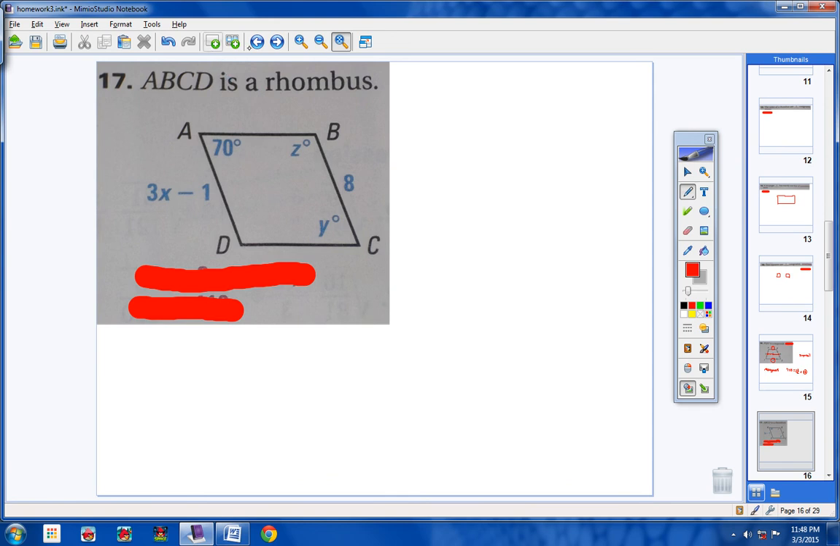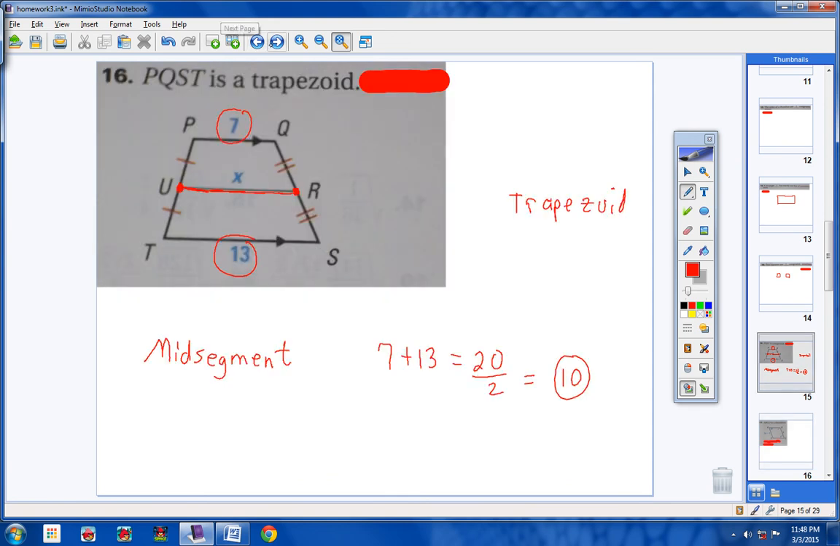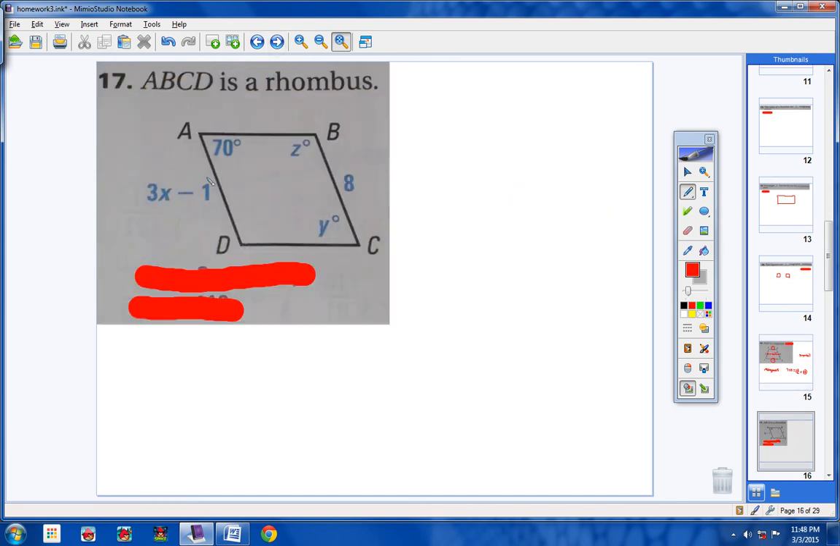ABC, so X equals 10. ABC is a rhombus, okay? So let's solve for X, Y, and Z. Now, students, first of all, remember by definition, a rhombus is also a what? Do you remember? It is a parallelogram. That means a rhombus has all of the characteristics of a rhombus, but it also has all the characteristics of a parallelogram. So what that means is this.